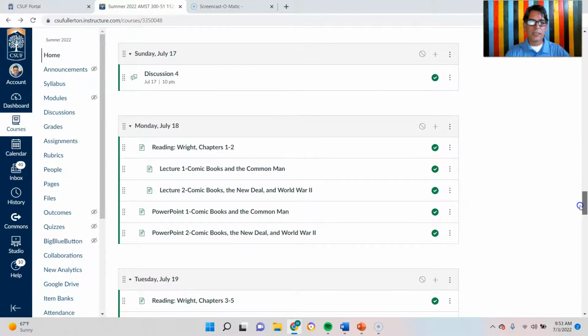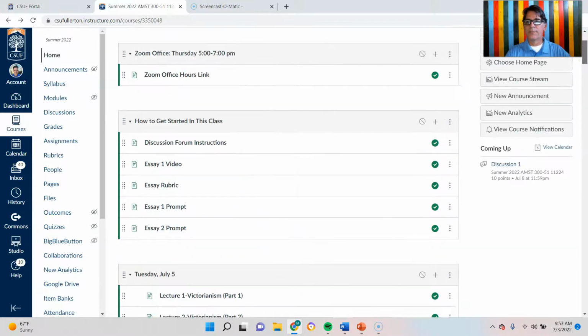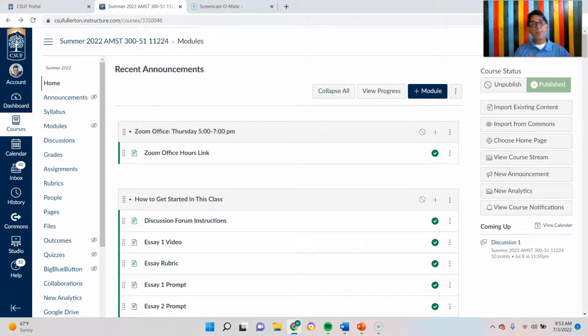Let's start getting to some important stuff. There are 3 components to your grade. Discussion is going to make up 10% of your grade. The other 2 components are going to be essays, what I title Essay 1 and Essay 2. Those will be worth 45% of your points each.